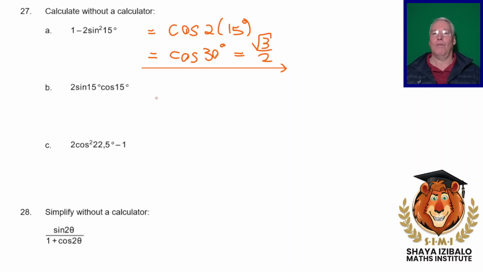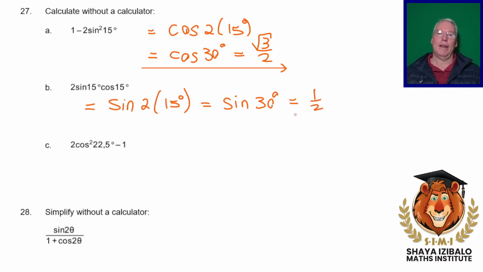This is the double angle formula for sine, and this is equal to sine of 2 lots of 15. And sine of 2 lots of 15 is the same as sine of 30, and sine of 30 is exactly the same as a half. So sine 30 degrees equals a half. And as we've said, even though you need to do them without it, you can check these answers on a calculator.